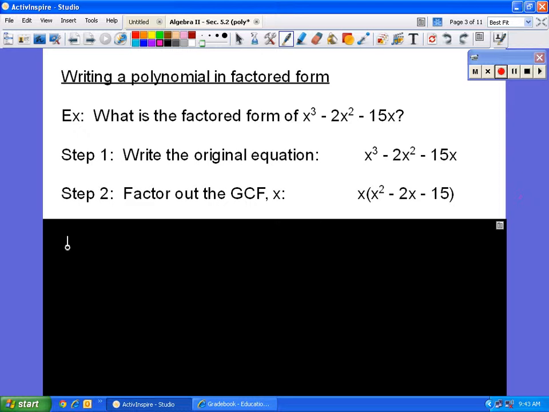I want to know what else you noticed, Jillian. Well, because of the distribution property, you would take one x away from each one.